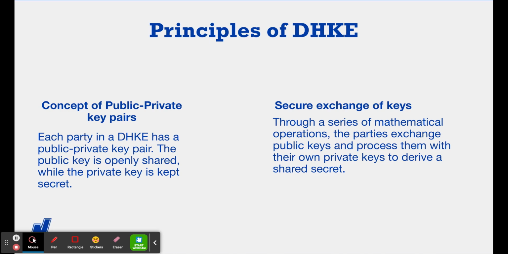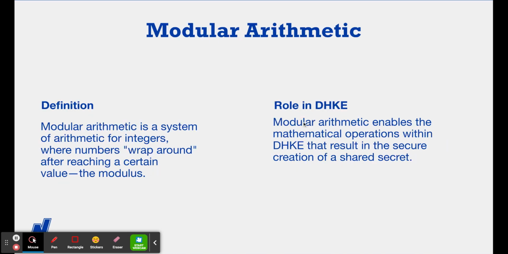The beauty of this method is that even though the public keys and the communication methods are open knowledge, deriving the shared secret from this information is computationally unfeasible without one of the private keys. So basically, if you have a public key and you have a message, you can't really do anything with it unless you have a private key. Perfect. Let's get to the next one.